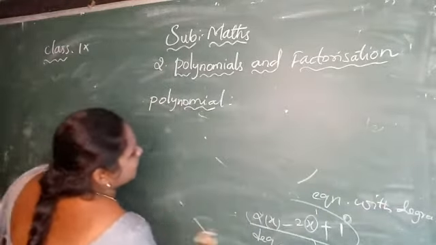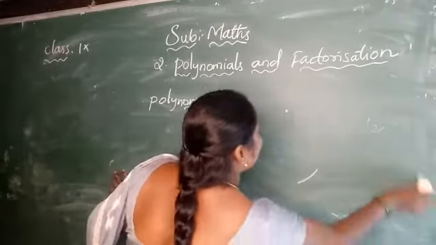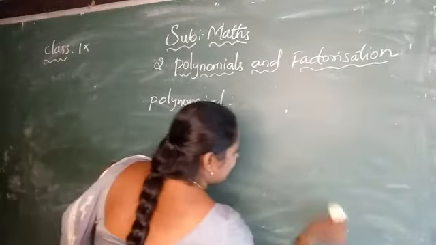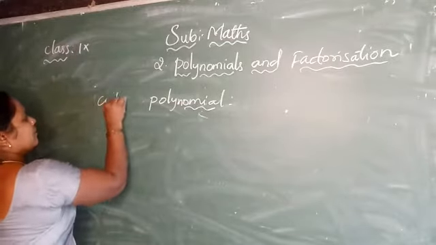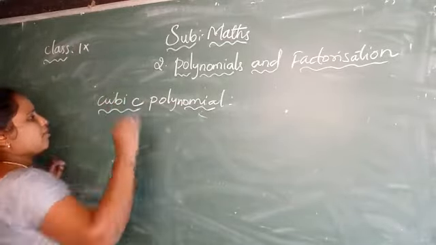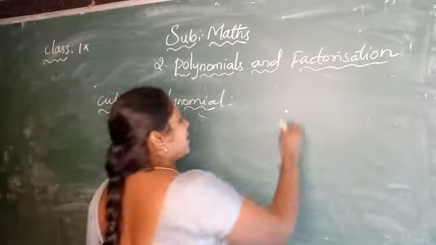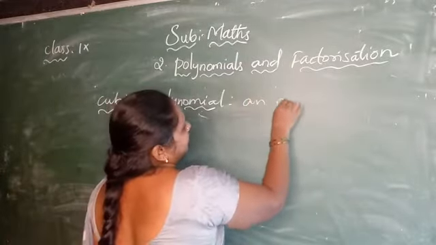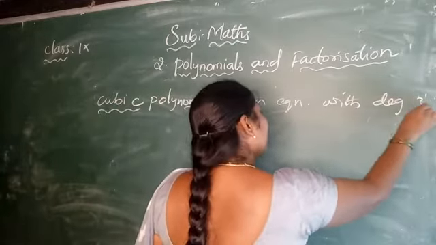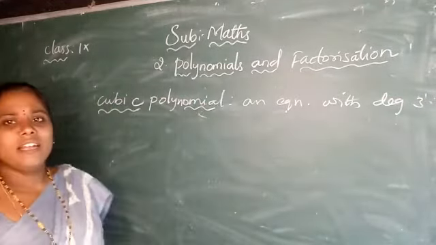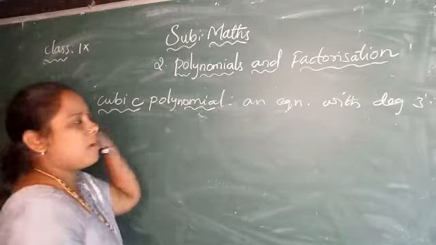So what is a cubic polynomial? In the name itself we have cubic. Cube is nothing but 3. So a cubic polynomial means nothing but an algebraic expression with what? Degree 3. An algebraic expression with degree 3 we call a cubic polynomial.